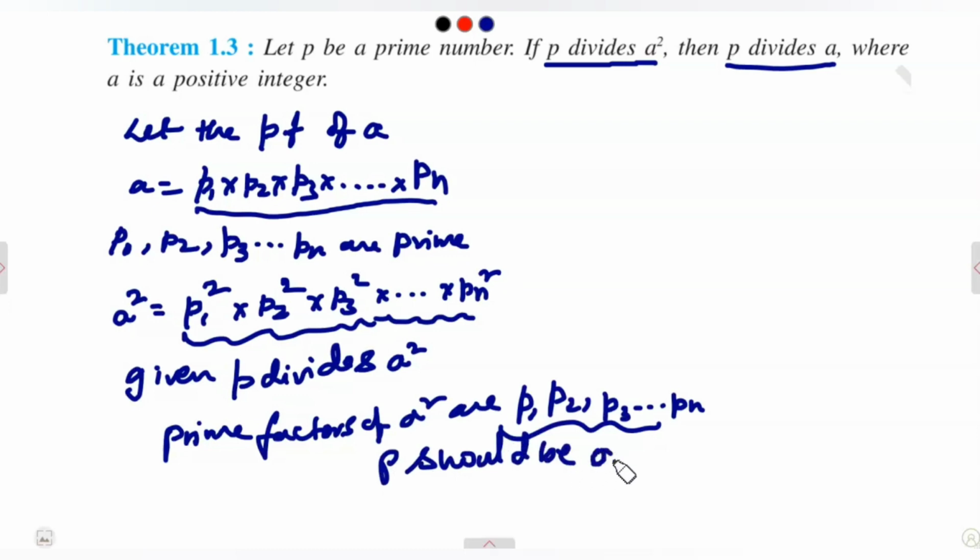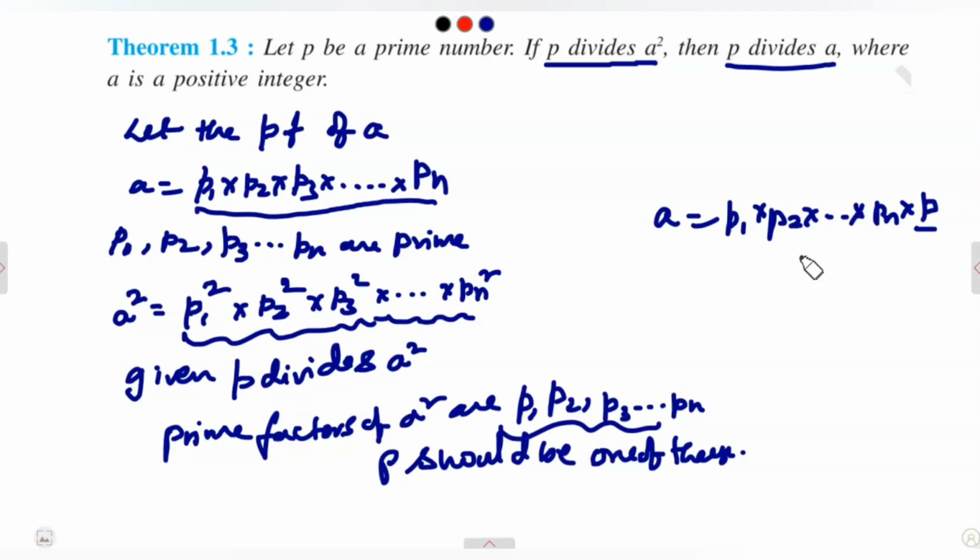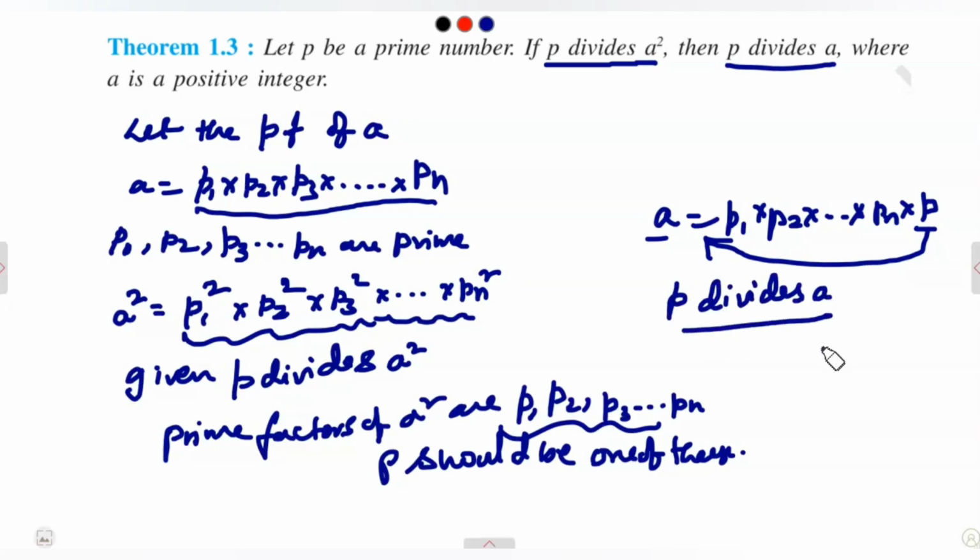If p should be one of these, what do you understand from this? That means a should be p1 × p2 × and so on up to pn, and p also exists in this because p should be one of these. So a should be p1 × p2 × and so on × pn × p also. p will be inside somewhere. So if a is equal to something times p, then you understand that p divides a also. So p divides a. So this is the proof of this Theorem 1.3. So now we are going to prove that root 2 is irrational.